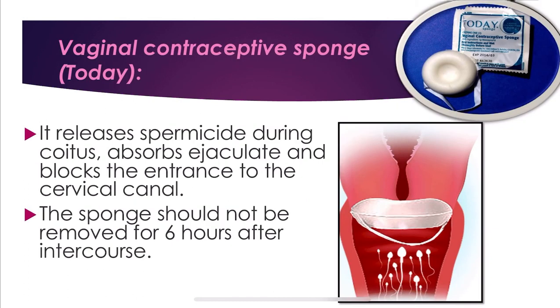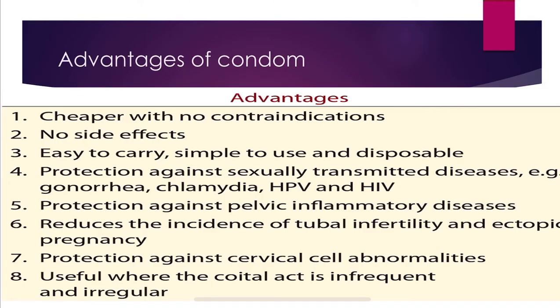The vaginal contraceptive, the most popular one today, what does it do? It will absorb the ejaculate. It will block the entrance to the cervical canal. Again, this should not be removed for 6 hours after the intercourse. We saw the advantages. They are cheap, no side effects, easy to carry, simple, disposable, and they provide protection against sexually transmitted diseases, pelvic inflammatory diseases, tubal infertility, ectopic pregnancy and cervical cell abnormalities, and they are useful when the coitus is irregular and infrequent.